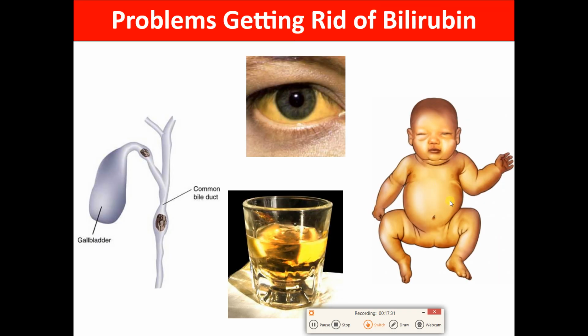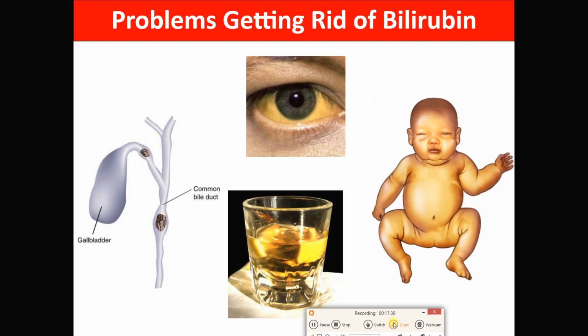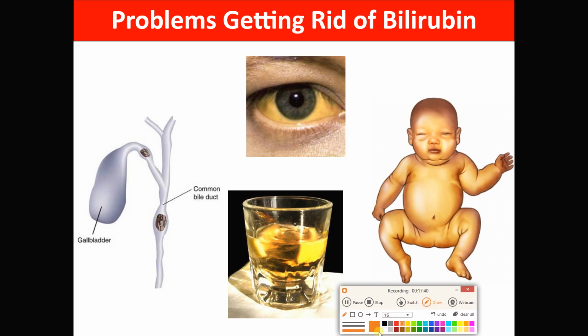There are issues you can have getting rid of bilirubin. And when you have issues getting rid of bilirubin, or if you have too much bilirubin in general, the word for that, maybe you know this word already, is jaundice. And the white part of the eye, the sclera of the eye, can get yellowish. The skin can even get yellowish as well.